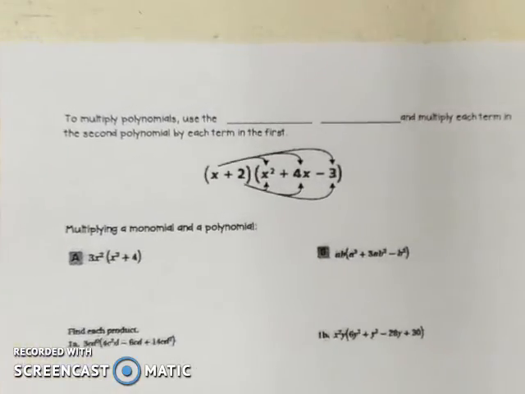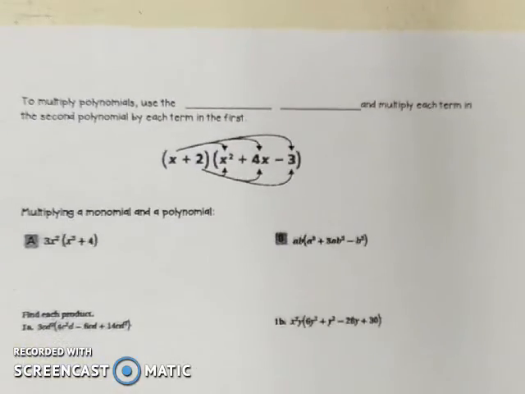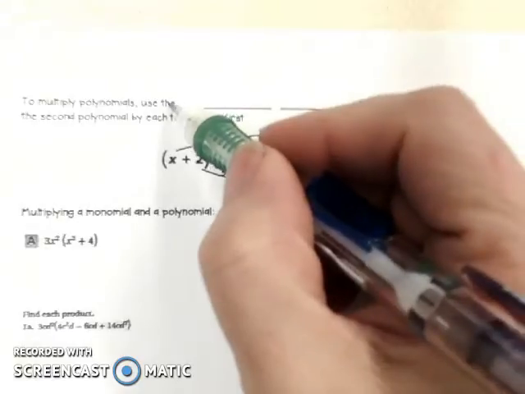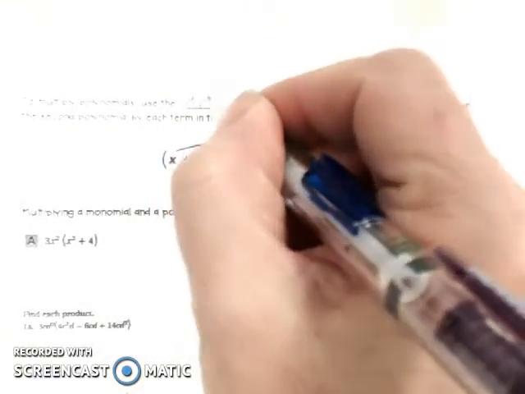Alright, so we're going to look at multiplying polynomials now, and you have done this before, so this is just a little more review for us. We just need to knock the dust off and remember what we have to do when we multiply polynomials. Basically what you're doing is using your distributive property.